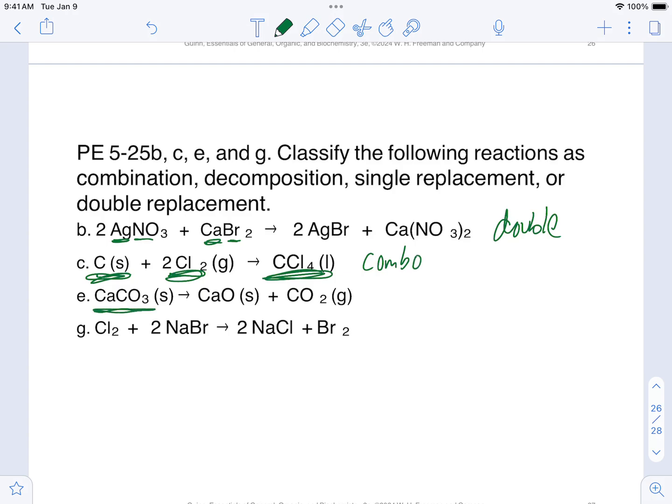E, I'm starting with 1 thing and I'm ending with 2 things. No plus sign on the left. That is a decomposition. And G, a single person with a couple. And what happens? They swap. Br is now single, and you have a new couple. That would be a single displacement reaction.